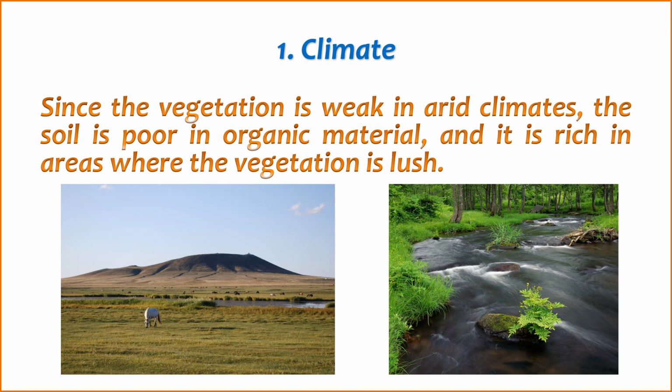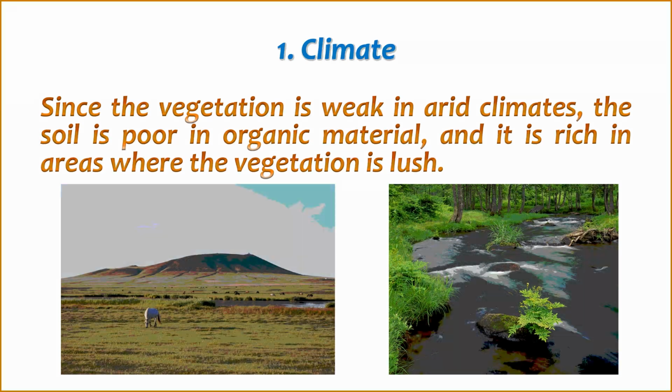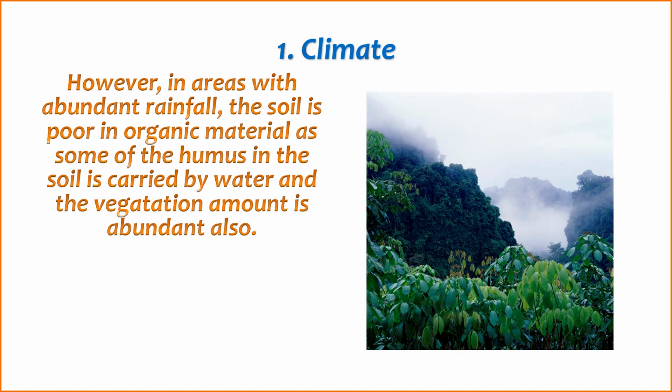Understanding the interplay between vegetation, climate, and soil organic matter is crucial for sustainable land management and agricultural productivity. It guides practices aimed at improving soil health and fertility. Soil dynamics, especially in areas with high rainfall, has significant features. 1. Erosion and organic matter loss.